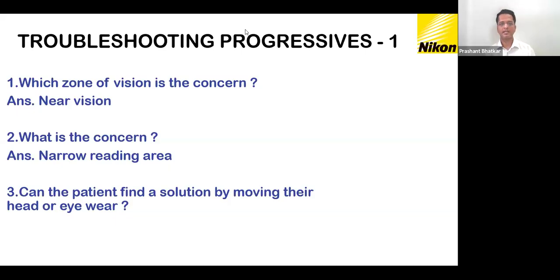Okay, Akhil writes, IPD measurements. Nani writes, vertex distance. Excellent. Faisal writes, adjust the pantoscopic tilt. Okay, nice, Faisal, that's really nice. Nani writes correction. Monica writes pantoscopic tilt. Rakesh writes, increase the fitting height and with some pantoscopic tilt.